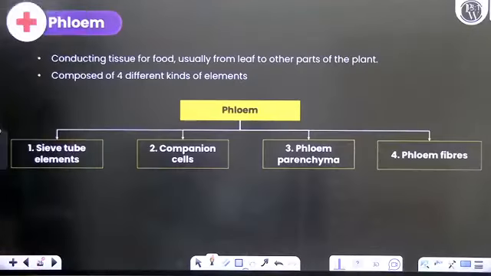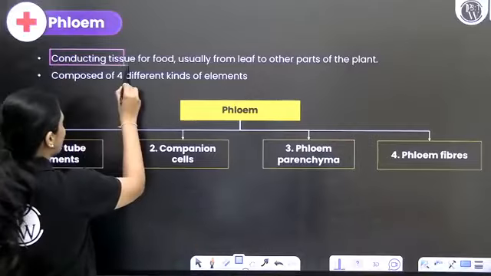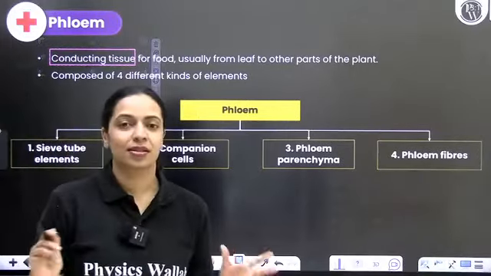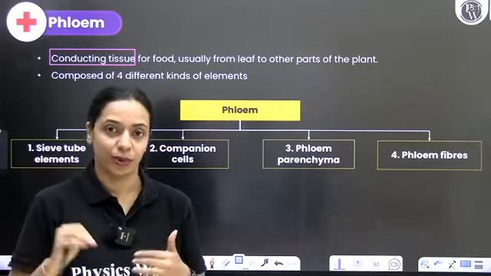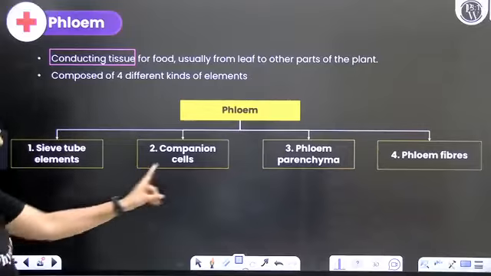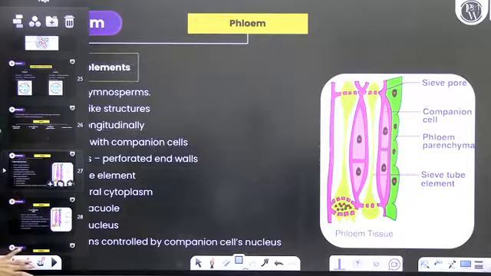Talking about phloem. Phloem's function is to conduct food, generally from leaf to root and other parts, but the opposite can also happen. From the root to the stem it can also conduct. Okay. 4 different types of cells. What are those 4 cells? I've already mentioned. In phloem you have many important points. I'll show you what they are.